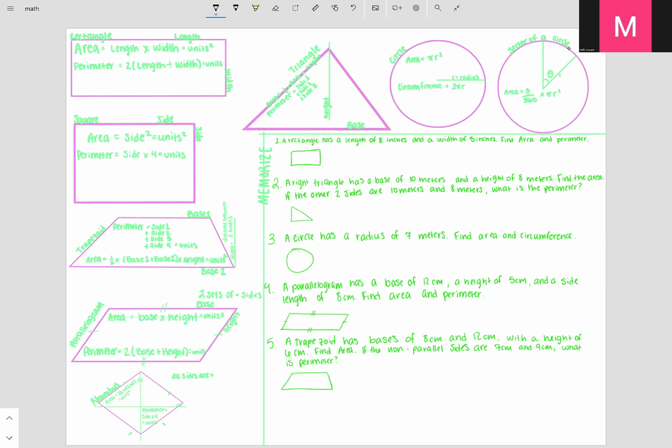So number 1, a rectangle has a length of 8 inches and a width of 5 inches. Find the area and perimeter. So for this one, we'll be looking here. And the area equals length times width, and the perimeter equals 2 times the length plus the width. And the length is 8 inches, and the width is 5 inches.